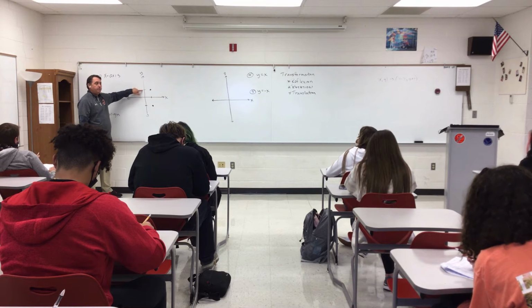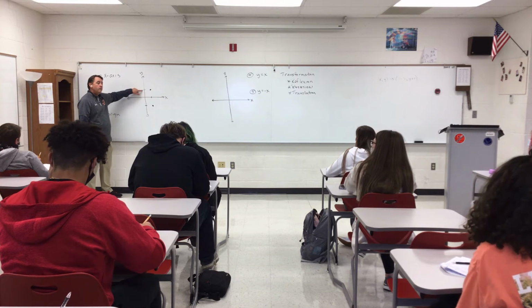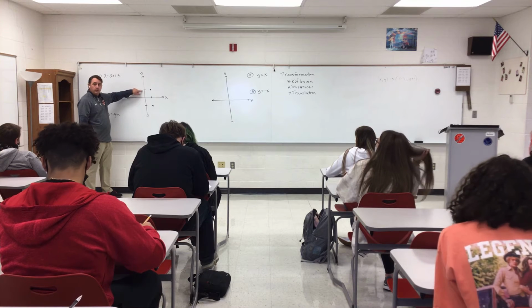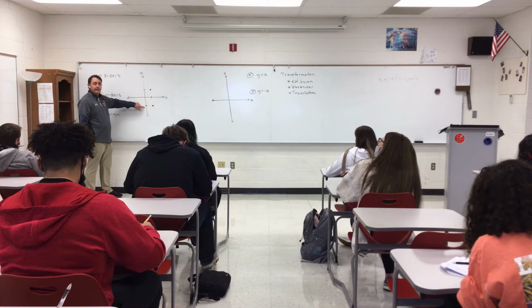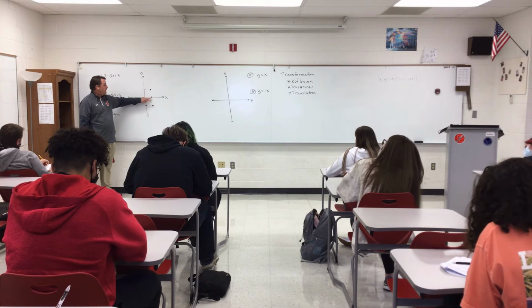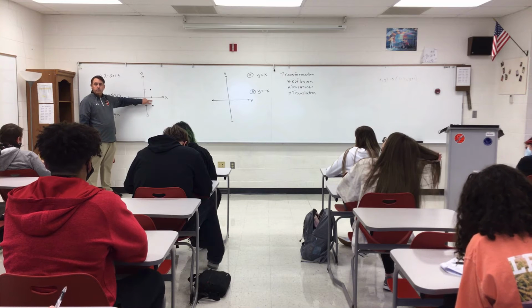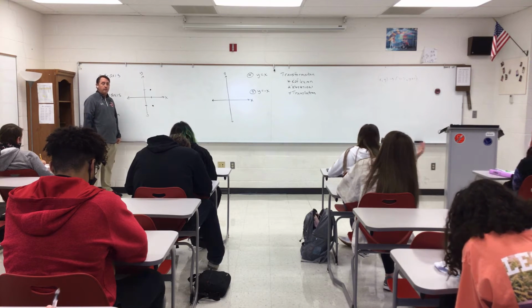Like for instance, was C (1, 2)? Okay, so (1, 2). So when I did C prime, it was (1, negative 2), wasn't it? Does it make sense to everybody that if it's 2 away here, it's got to be 2 away there? So if that's positive 2, this is negative 2. Everybody with me so far?